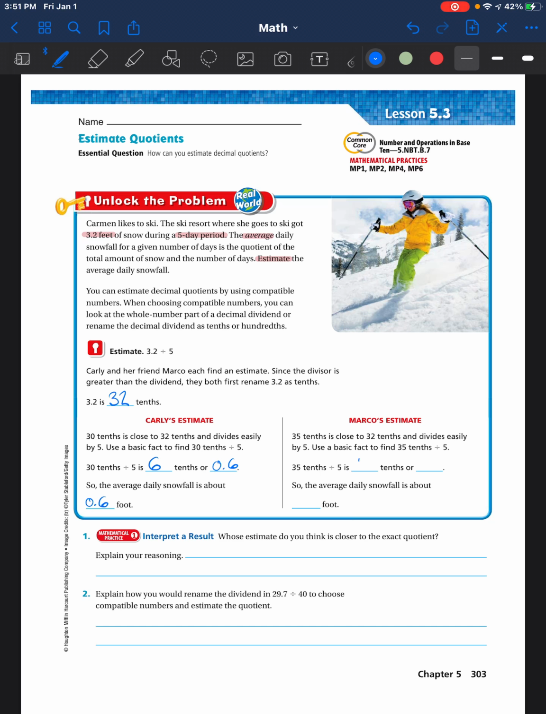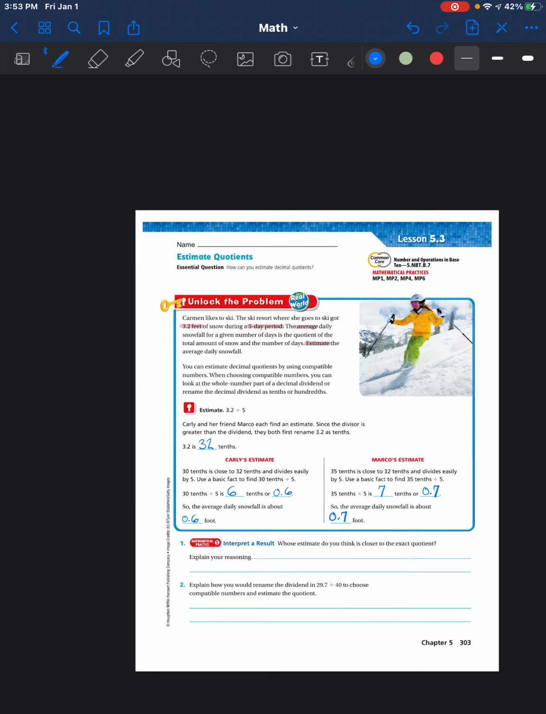Now, whose is closer? To me, I think Carly is closer because I think 32 is closer to 30 than 35, not by much, really only by 1. Would either of those be wrong technically? No, because they're both very close. If you remember what we did for compatible numbers when we estimated the quotient of whole numbers, we picked a number above and below and then picked whichever was closest, if you remember us doing that. So that's why they're kind of showing you this in the story problem.